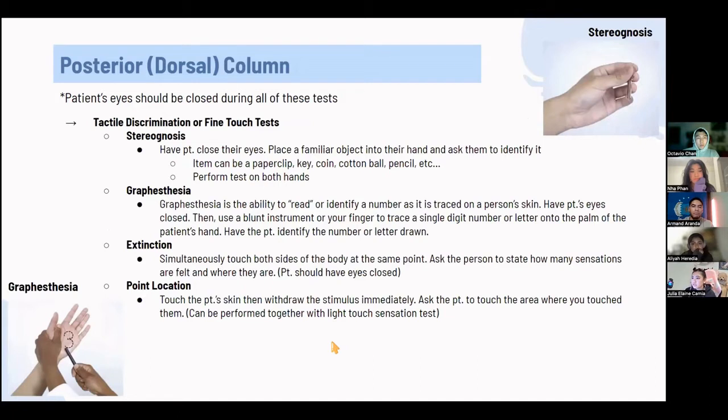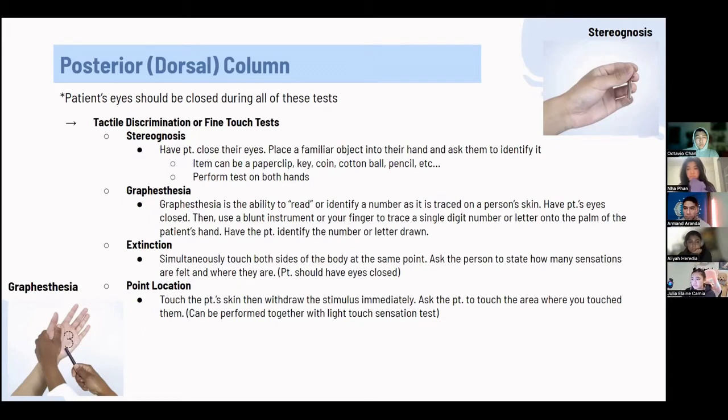So for posterior dorsal column, for these tests, patients should have their eyes closed. For the fine touch tests, you want to test stereognosis. So you have the patient close their eyes and you can place a familiar item into their hands and ask them to identify it. For graphesthesia, this is the ability to read or identify a number as it's traced into a person's skin. So you would trace a number 3 into the patient's skin on their back or their hand and have them identify it with their eyes closed.